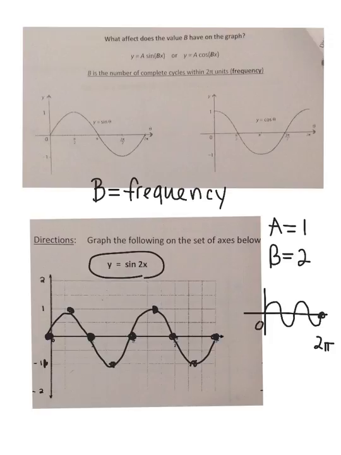So if you were asked to find the period of the graph, that would be P equals 2 pi over the frequency. And we know the frequency right here is this number, which is a 2. So 2 pi over 2. Therefore, we know that the period is pi. And that's how long it takes to complete one full cycle. So it takes all the way to pi to complete one full cycle.